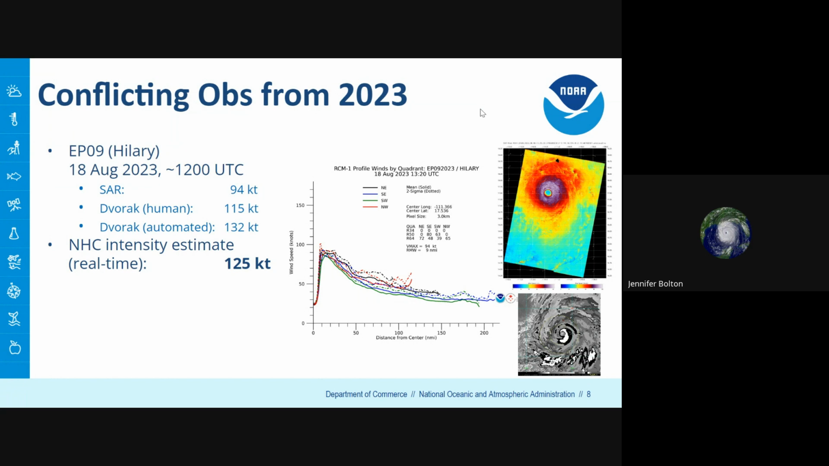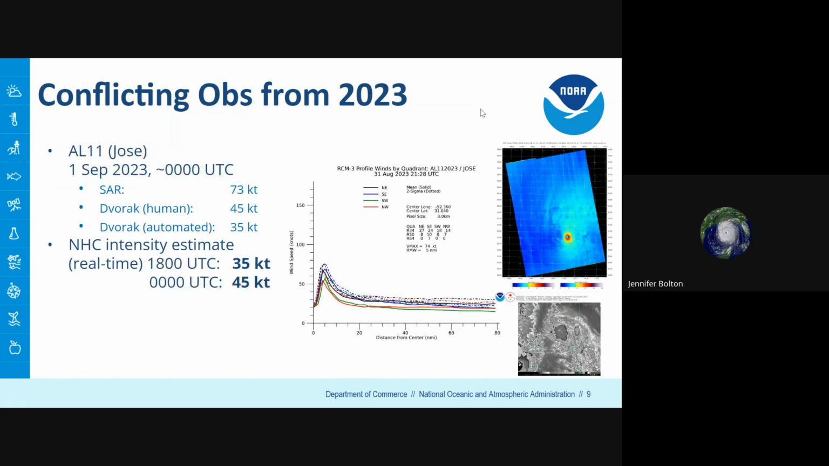So the next case is the exact opposite. SAR showed a 73-knot storm in Jose. The SAR pass is actually around 21Z this day, so I put the 18 and 0Z there for you to see. But you can see that it's way different from what the Dvorak was showing. And Jose was a small storm. The SAR pass showed it being small as well. But sometimes when we see these new observations, it can be difficult to know what truth is.